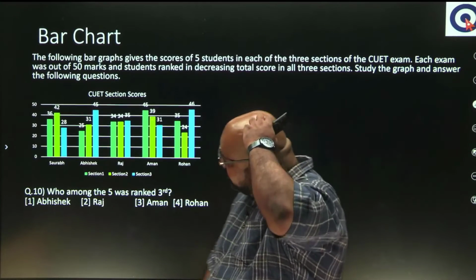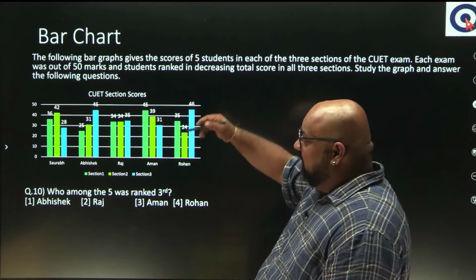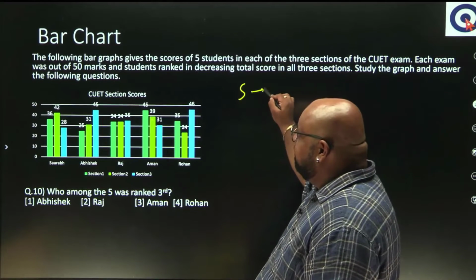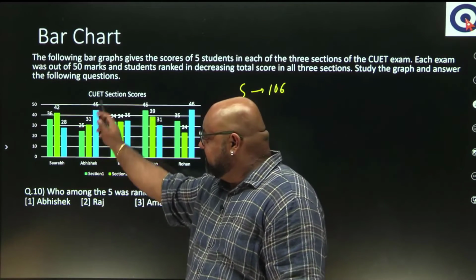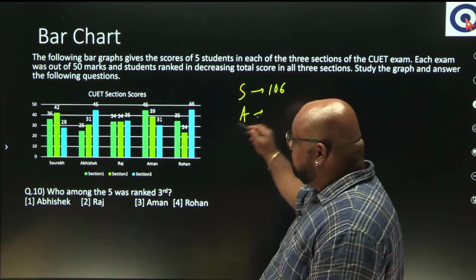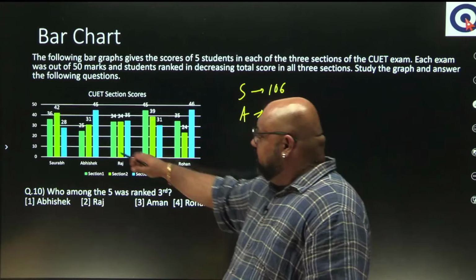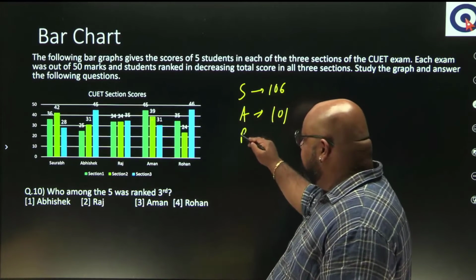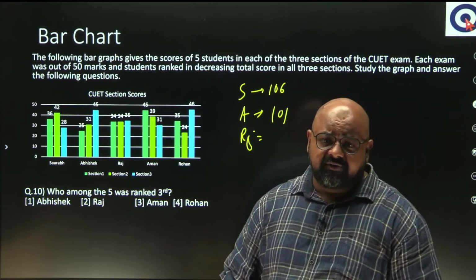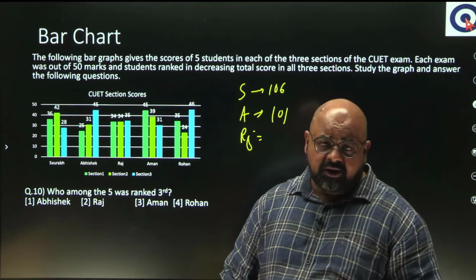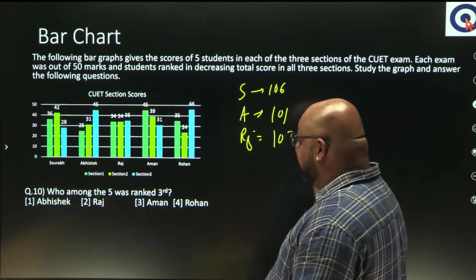So let's add only. Saurabh will be 42 plus 28, 70, plus 36. Saurabh will come out to 106. For Abhishek, the total will come out to 45 and 25, 70, and 31, which is 101. For Raj, it will be 34, 34 and 34, which is 34 into 3, 102, and plus 1 for 35, so 103.